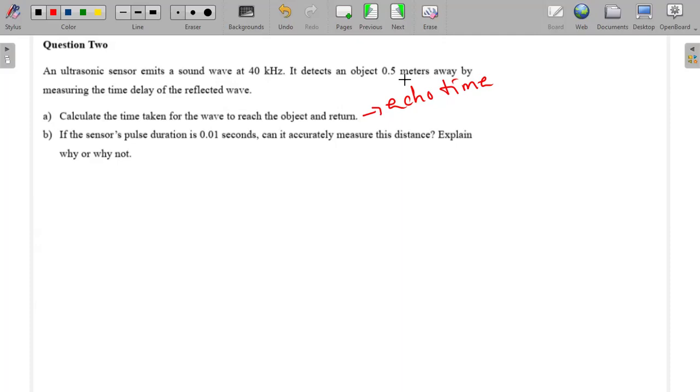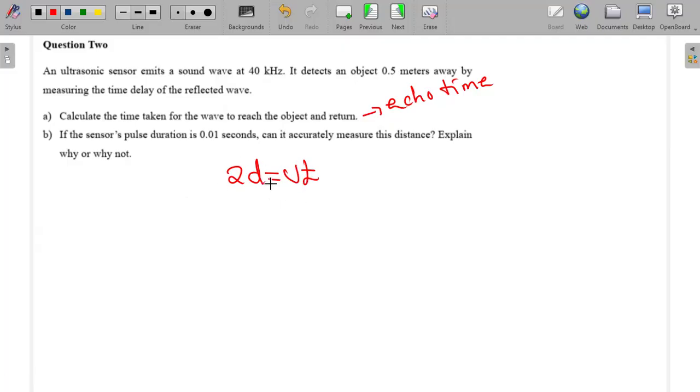So what are we going to do? We're going to use the principle that we mentioned. We said since it's an echo, the distance is twice the initial distance. So we're going to say 2 times distance is equal to velocity multiplied by time. This is what we said.